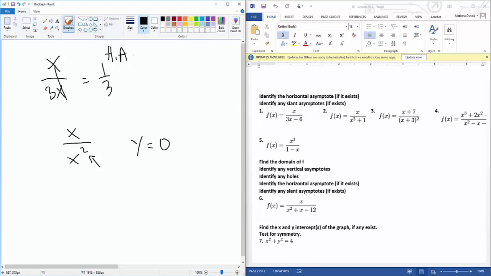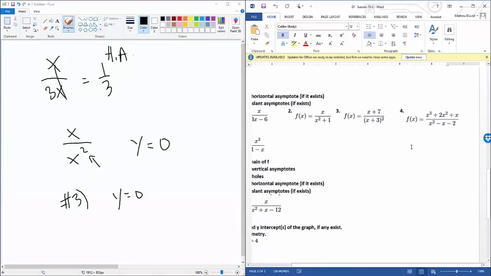On number 3, I know it's a little bit more abstract because everything hasn't been foiled out, but technically, if I multiply this out, this is x plus 3 times x plus 3. That's going to give me an x squared. So x over x squared, it's going to be larger on the bottom, and so that's why it's going to be y equals 0. On number 4, if you notice, the degree on top is larger.